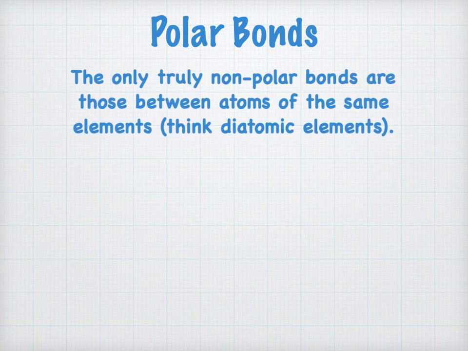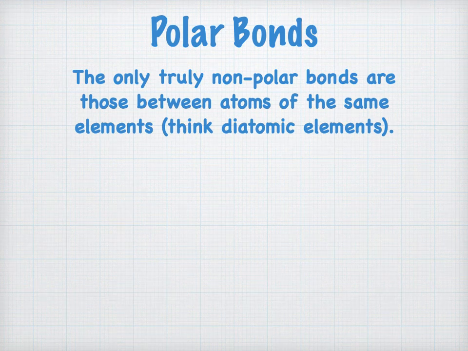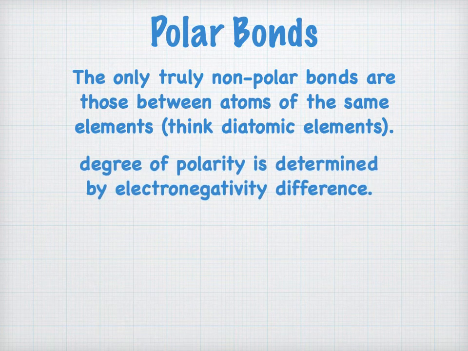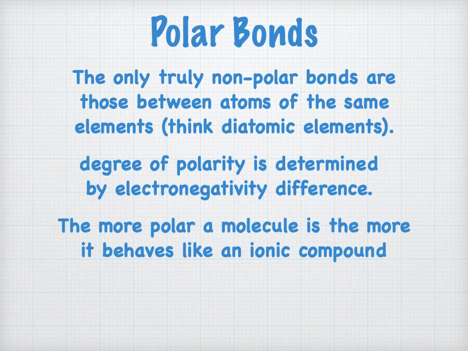With respect to polar bonds, the only truly nonpolar bonds are those between atoms of the same element. So think back to our last video on the diatomic elements. If you have a nitrogen bonded to a nitrogen, you're going to have an exactly equal sharing of electrons. That said, with any other combination of nonmetals, you're going to have particular degrees of polarity, which is going to be determined by an electronegativity difference. The greater that electronegativity difference, the more polar your bond is going to be. So the more polar a molecule is, the more it behaves like an ionic compound.